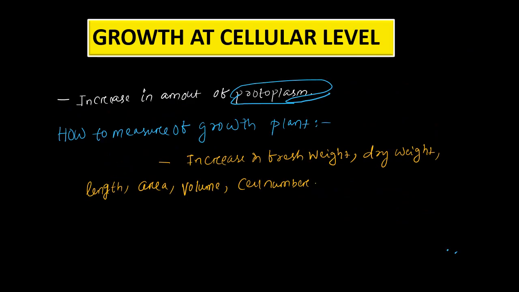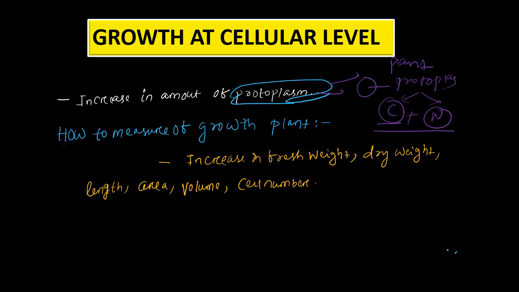Growth at the cellular level. So what is growth at the cellular level? A cell contains protoplasm. So what is protoplasm? Protoplasm means the cytoplasm and nucleus together. This composition of cytoplasm and nucleus is known as protoplasm. An increase of protoplasm indicates the growth of the cell, and indirectly the growth of the plant.